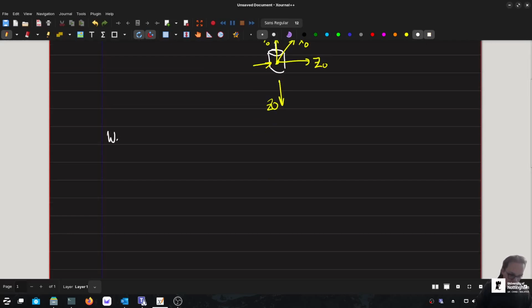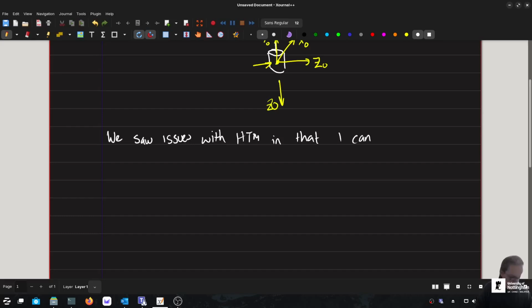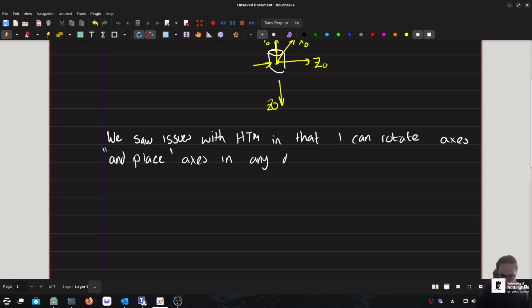So we saw issues with HTM in that I can rotate axes, and I probably should say different from the lecture notes, and place axes in any direction I want. Okay, so this is a problem when designing robots.